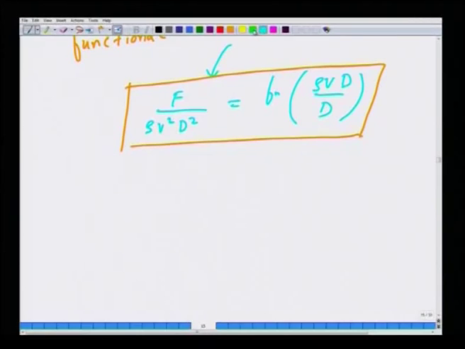So far, we have told you the advantages, consequences and applications of dimensional analysis, but we have not yet told you how to achieve this non-dimensional relation. Okay. How to get this? Now, that is what we are going to do next, and that is through a principle called Buckingham's pi theorem.